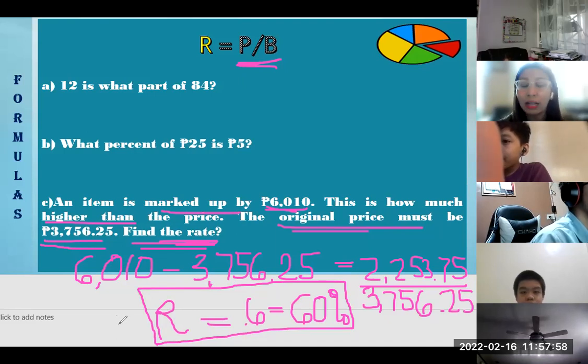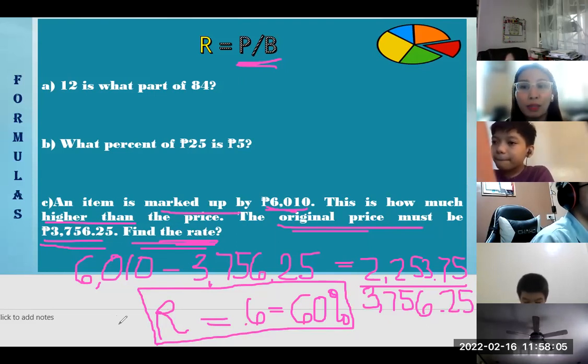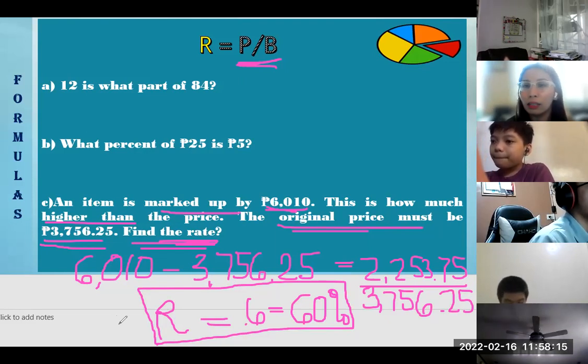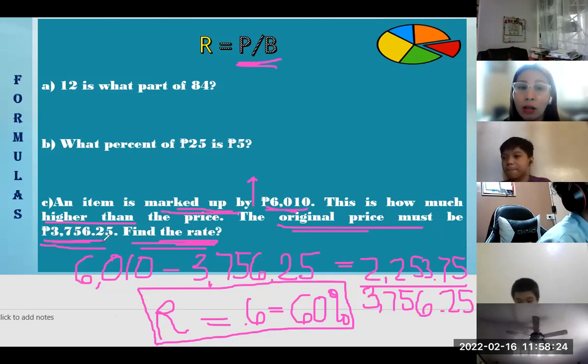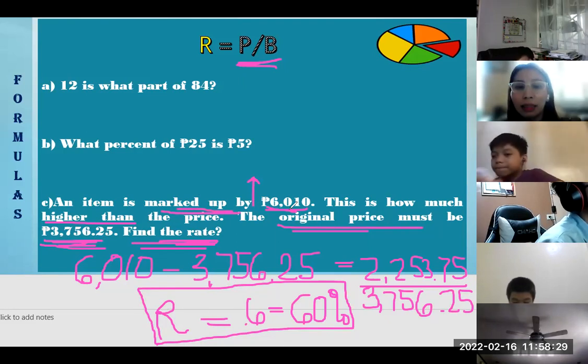What are the reasons or tendencies na nag-i-increase yung isang item or product? Because mataas yung demand. Mataas yung demand and konti yung mga na-produce na products. Yun ang mga reasons. Nagiging rare yung product. That's why merong increase or markup ng pricing. So dapat kasi 3,756.25 lang yung price ng product, pero nag-increase, it becomes 6,010.